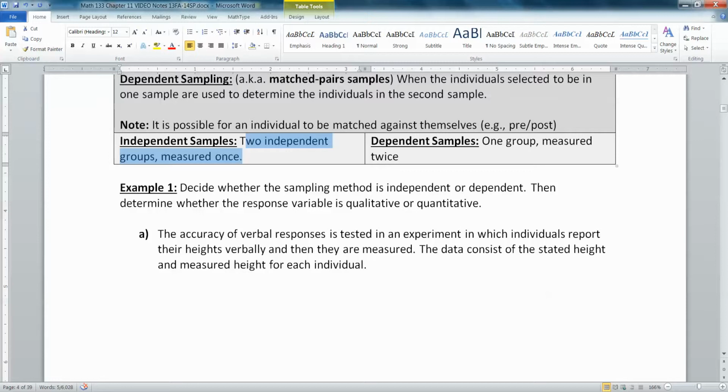All right, so first thing we're going to do is decide whether the sampling method here is independent or dependent. Then we're going to determine whether the response variable is qualitative or quantitative. The reason we want to know that is because qualitative response variables are proportions: what percentage of people are going to vote yes, what percentage are going to vote no. Yes and no are qualitative things. Quantitative things are things we're going to measure using the mean or standard deviation. So what's the center, what's the spread, that kind of thing. Average body temperature, average score, these are quantitative measures.